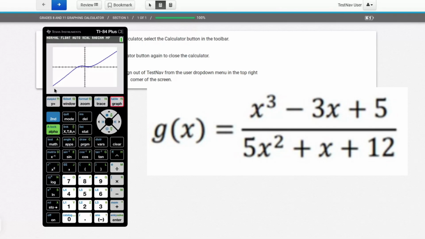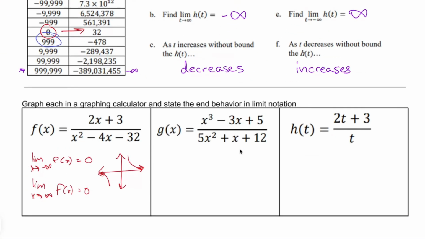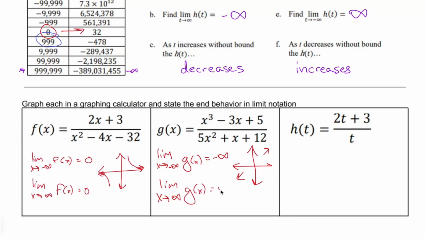As we move to the left, it goes down, and as we move to the right, it goes up. So the limit as you move to the left is negative infinity, and the limit as you move to the right is positive infinity. Let's write that down. For this one, I don't care about the stuff in the middle. The limit as x approaches negative infinity of g of x has me going down, so it is negative infinity. I always like to do the negative first. And the limit as x approaches positive infinity of g of x was positive infinity.